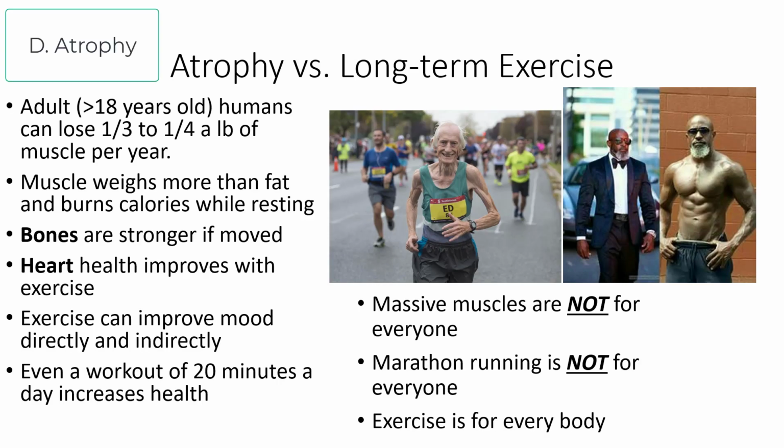Well, let's look at the long term. If you are an adult, greater than 18 years old, you can lose 1/3 to 1/4 of a pound of muscle mass per year. That's a lot of muscle mass, and that's lose. That means that the fibers are dead. That means the fibers aren't going to be coming back.